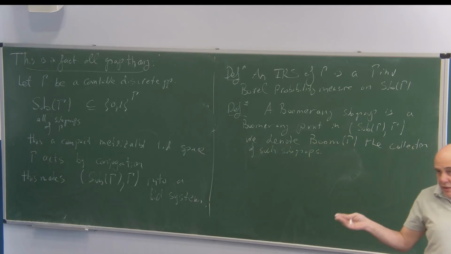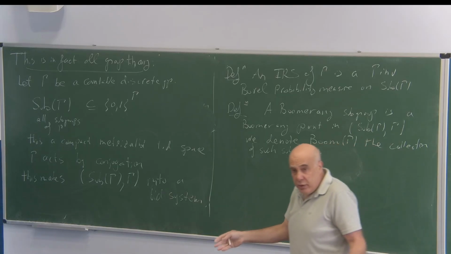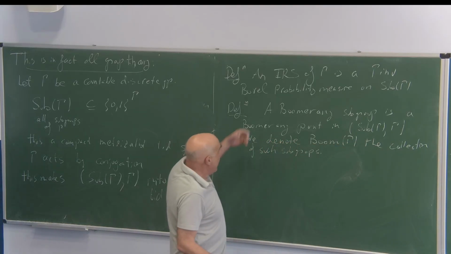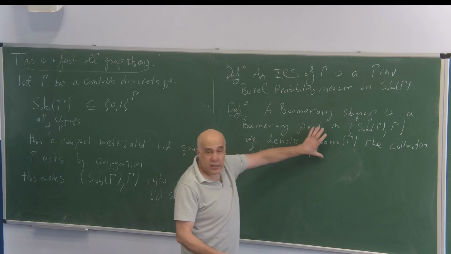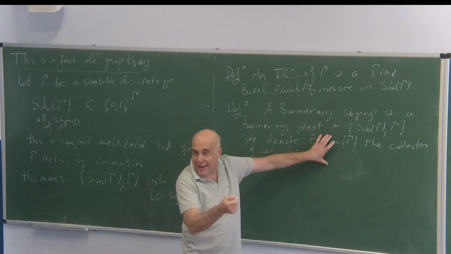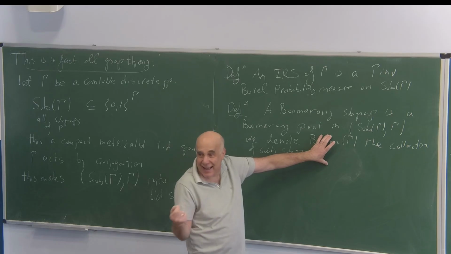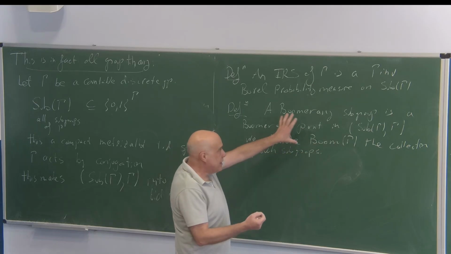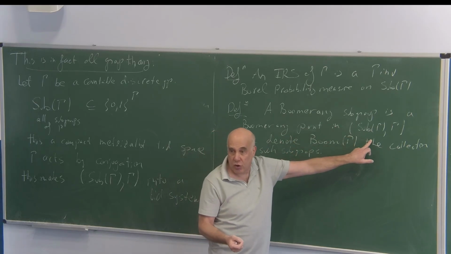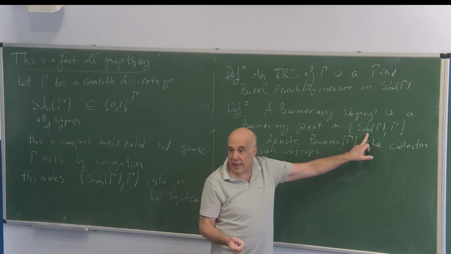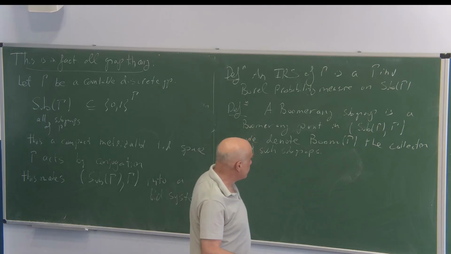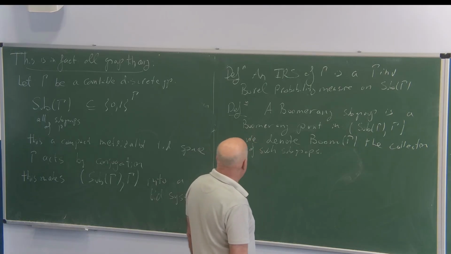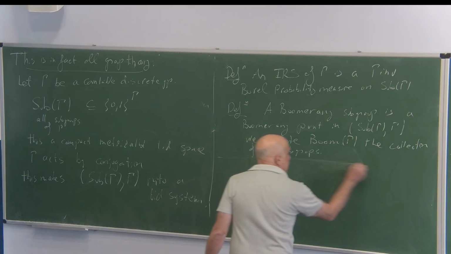And by the general theory that we were discussing, every IRS is actually supported on this nice G delta subset fitting inside the collection of all subgroups of gamma. So, examples.